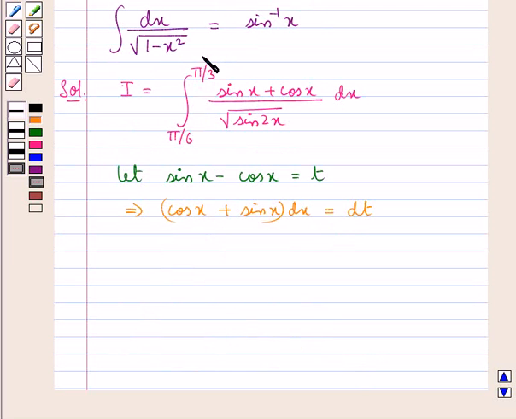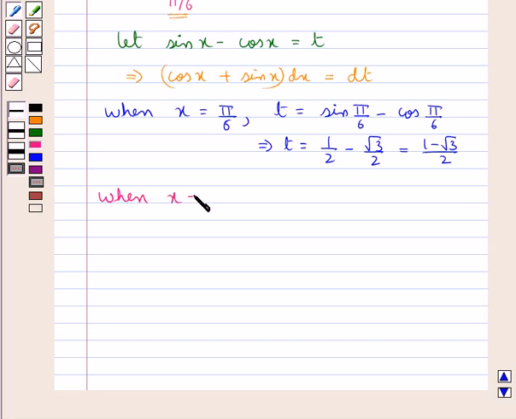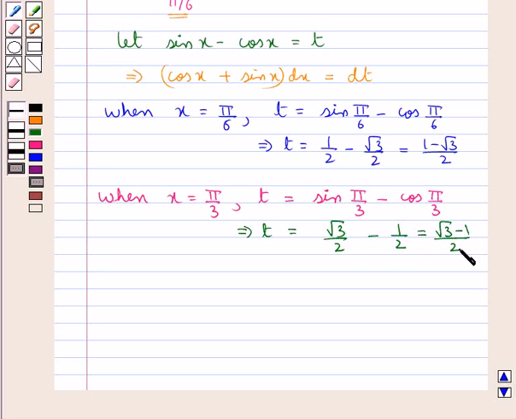Now as in the integral we have the limits as pi by 6 to pi by 3, that is x goes from pi by 6 to pi by 3. When x is equal to pi by 6, t would be equal to sin pi by 6 minus cos pi by 6, which is 1 by 2 minus root 3 by 2, equal to (1 minus root 3) whole upon 2. When we put x equal to pi by 3, we get t equal to sin pi by 3 minus cos pi by 3, that is root 3 by 2 minus 1 by 2, equal to (root 3 minus 1) whole upon 2.